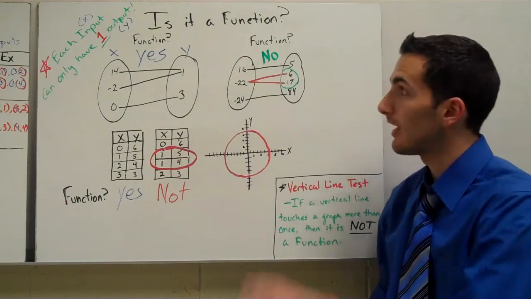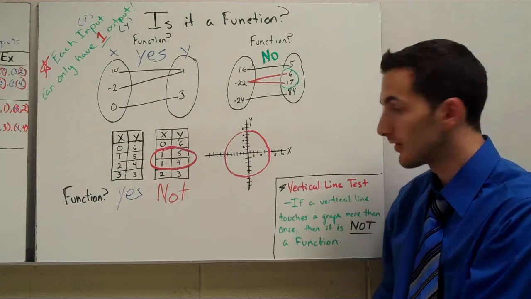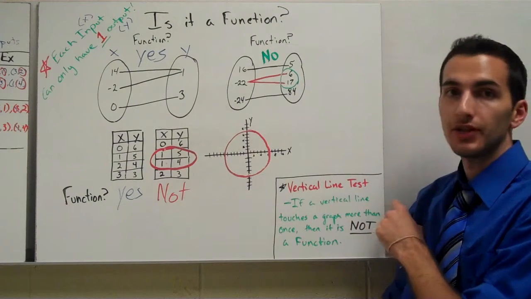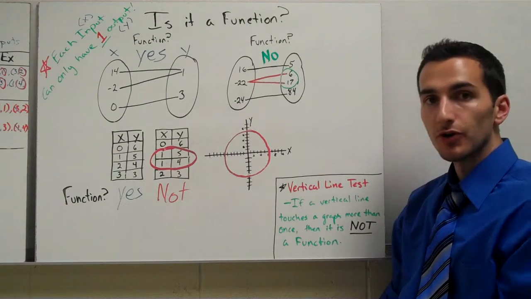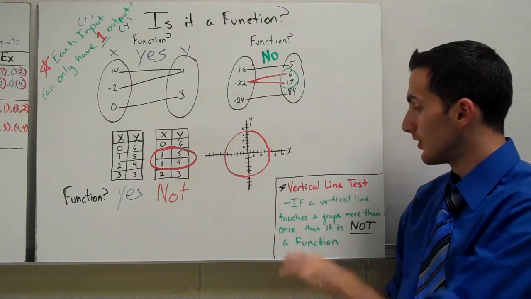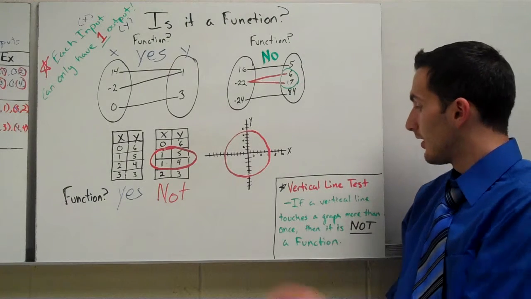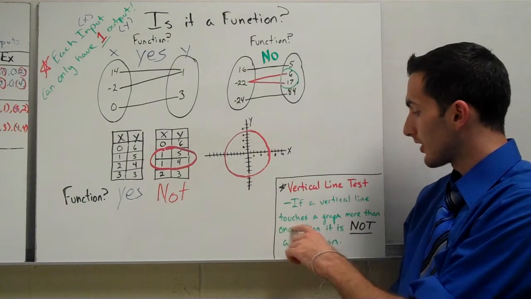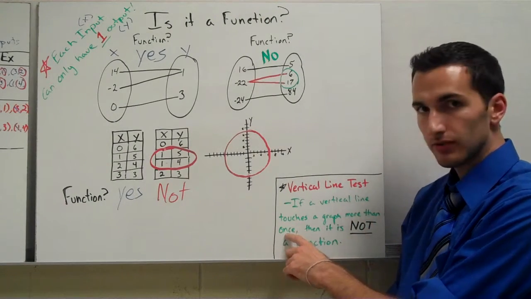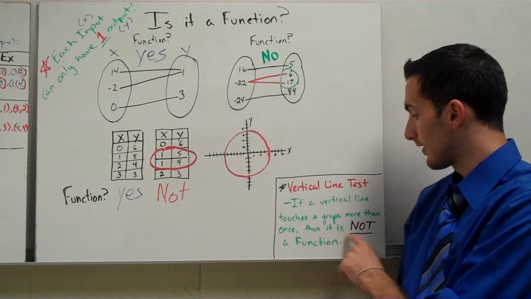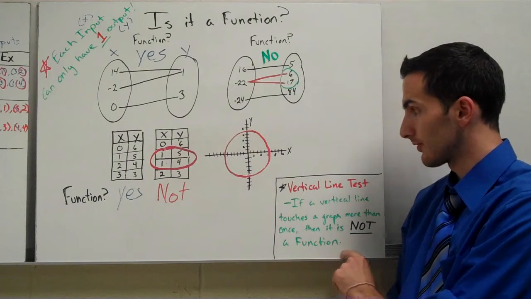Alright, the last thing we're going to learn about as far as determining whether it's a function or not is called our vertical line test. When we use the vertical line test, we are using a vertical line. Vertical line is this way. Alright? And it says if a vertical line touches a graph more than once, then it is not a function.